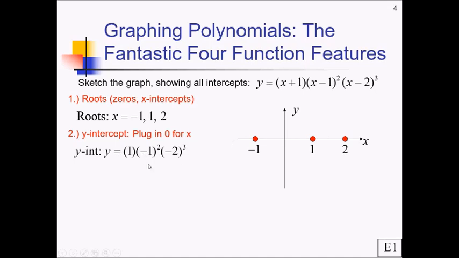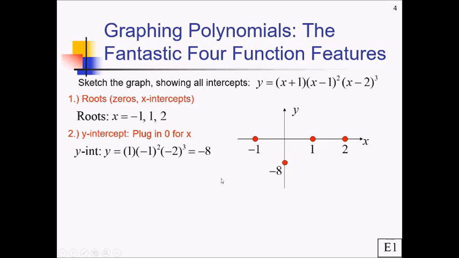So multiplying all this out, -1 squared is just +1, times this 1 is just a 1, over here, negative 2 cubed, that's going to be negative 8. So overall, negative 8 is our y-intercept. And again, just putting that in the right relative location, that should be somewhere below the x-axis down here.